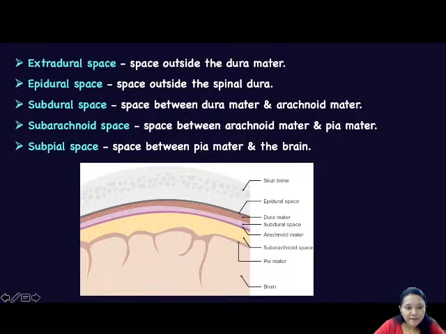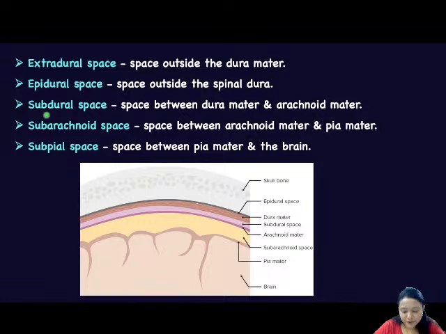So what are the spaces? You know the extradural space: it is outside the dura. The space outside the dura mater is known as the extradural space. What do you mean by epidural? Space outside the spinal dura. This is also outside the spinal dura. Both are almost the same. So epidural and extradural are both outside the dura.